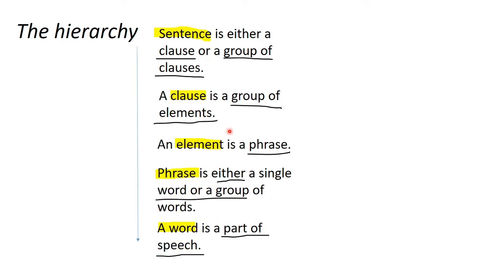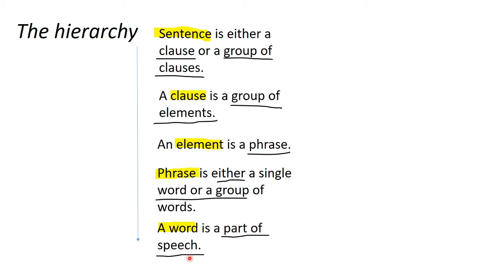Once you understand the underlying concepts, it will become very easy for you to understand this hierarchy and all the individual terms used in it. So let's see what a sentence is made up of. A sentence is either a clause, a single clause, or a group of clauses. And a clause is a group of elements. And every individual element is a phrase. And every phrase is either a single word or a group of words. And each word is a part of speech.